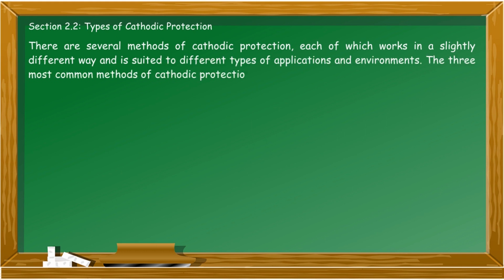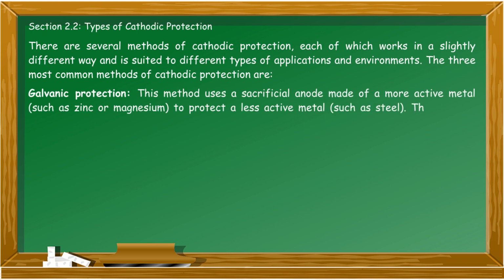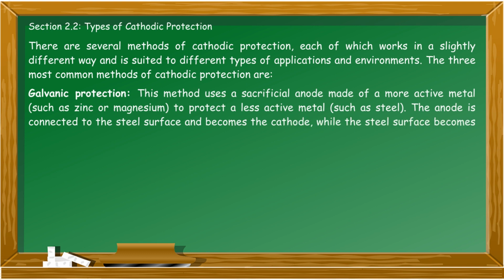The three most common methods of cathodic protection are: Galvanic protection. This method uses a sacrificial anode made of a more active metal, such as zinc or magnesium, to protect a less active metal, such as steel. The anode is connected to the steel surface and becomes the cathode, while the steel surface becomes the anode.